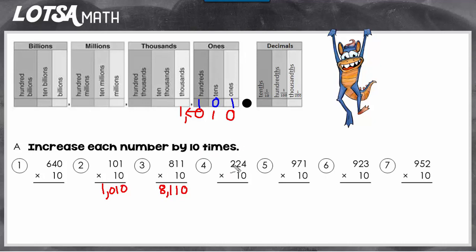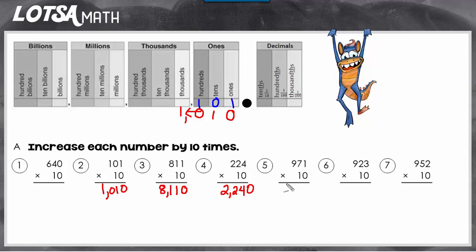So on 224, it needs to shift to 2,240. And that would be your answer. So 224 times 10 is 2,240.